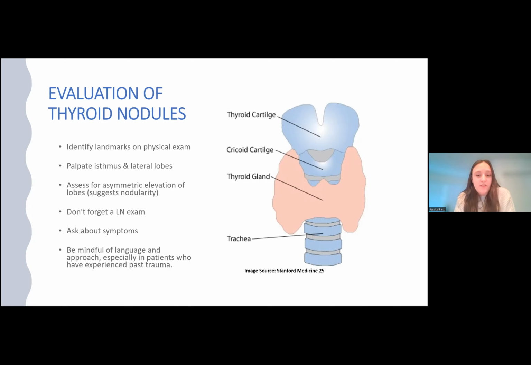An important part of the exam, which I'm sure everybody knows, is to assess for asymmetry by having patients swallow, and that asymmetry typically suggests nodularity. Other important things to do are to make sure you perform a really good cervical lymph node exam, and ask about compressive symptoms: dysphagia, dyspnea, hoarseness in their voice. Those are all suggestive of more concerning pathology.